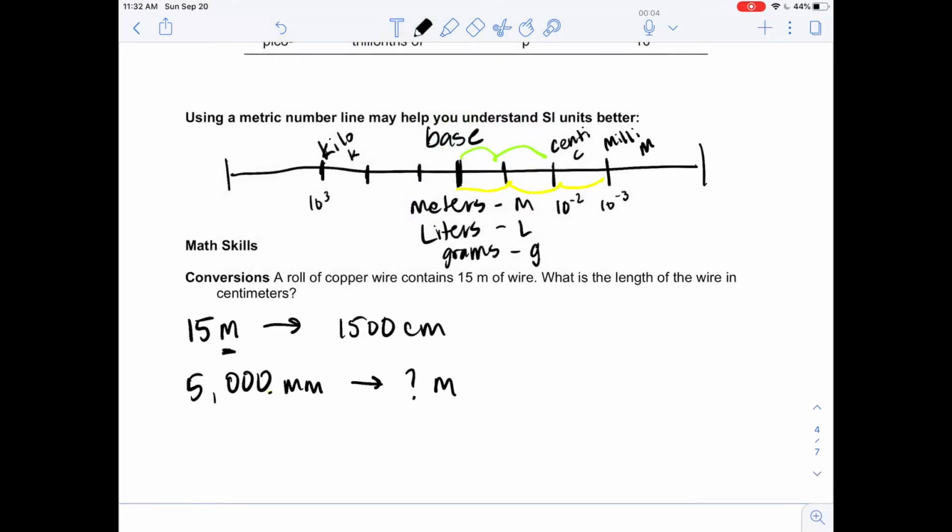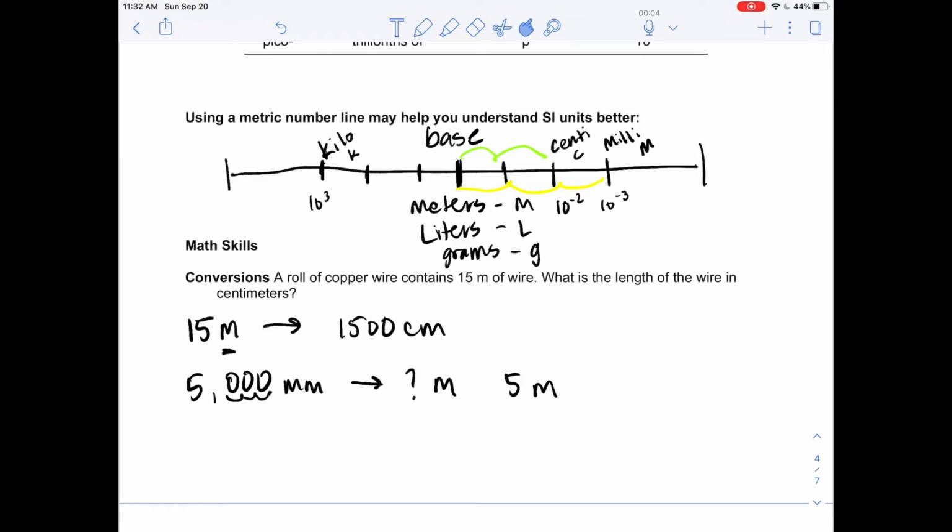I don't know how this works. Okay, yes. There's a decimal point and you go 1, 2, 3 spots to the left, just like you move the yellow line 3 spots to the left. So 5,000 millimeters is equal to 5 meters. Both my examples are for meters, but you can use liters or grams. It works the exact same way.